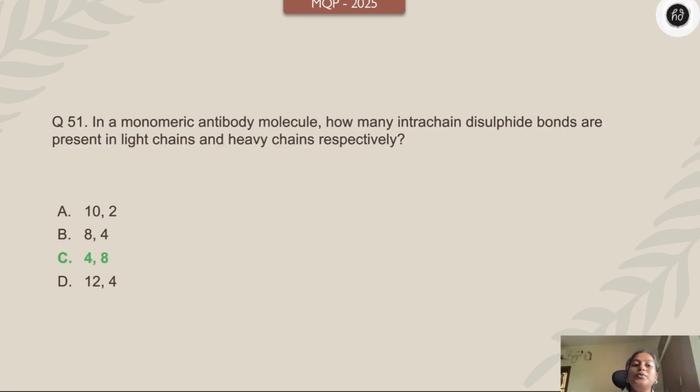How? If you see, there are 2 light chains and 2 heavy chains in a monomeric antibody molecule. And if you look at light chains, how many intra-chain disulfide bonds are going to be there in each chain? 2, right? So 2 into 2 becomes 4. There are 2 heavy chains and each chain is going to have 4 intra-chain disulfide bonds. So 2 4s are 8. So it's going to be 4, 8.